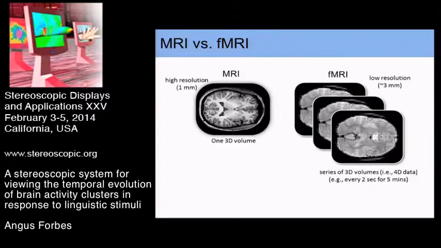So the MRI scan is much higher resolution, but it operates much more slowly. So you normally get a single volume after a long span of time. Whereas fMRI takes lots of scans with lower resolution, but allows you to see where blood is flowing through the brain in response to particular tasks.